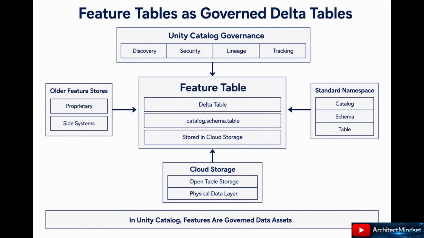Let's start with the foundation of machine learning, features. In older platforms, feature stores often felt like proprietary side systems. In Unity Catalog, the architecture is much cleaner. A feature table is fundamentally a governed Delta table inside the standard 3-level namespace. It lives in your cloud storage, but it is governed, discovered, secured, and tracked through Unity Catalog.